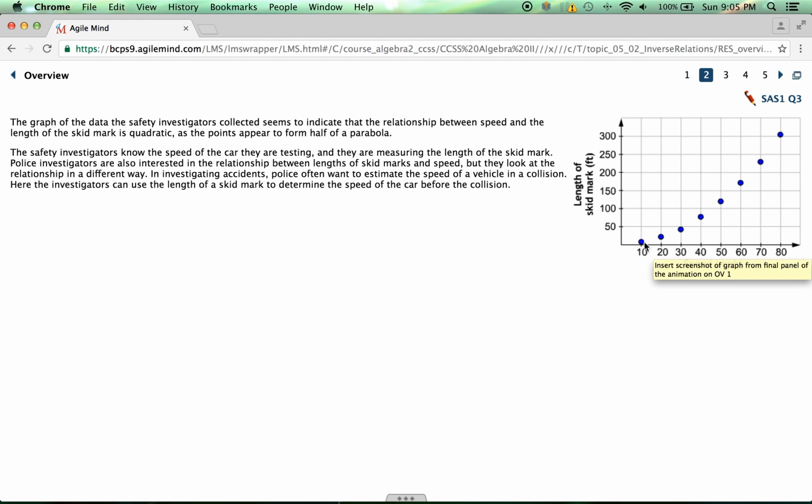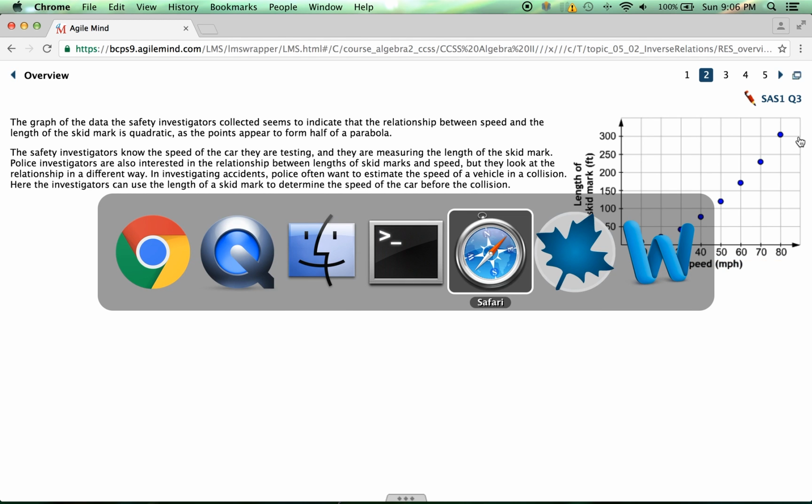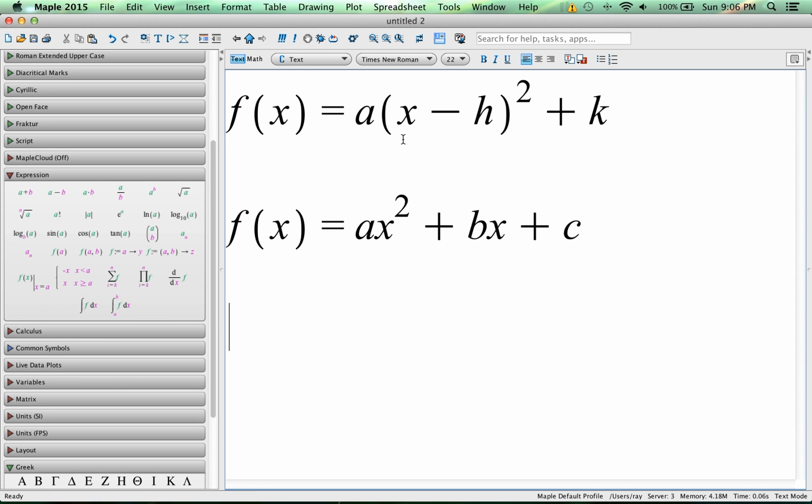Okay, so this is a quadratic function. A quadratic function is any function that has x squared. This is the vertex form. This is the standard form.